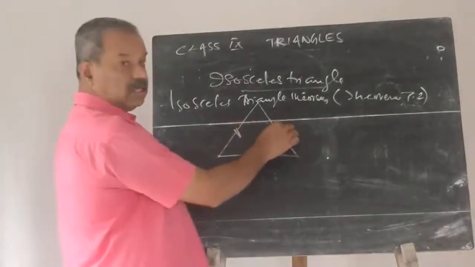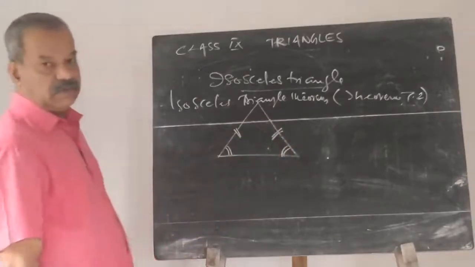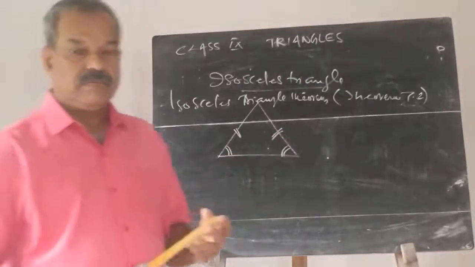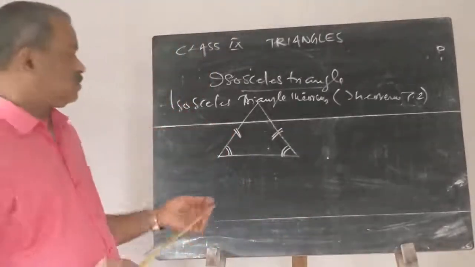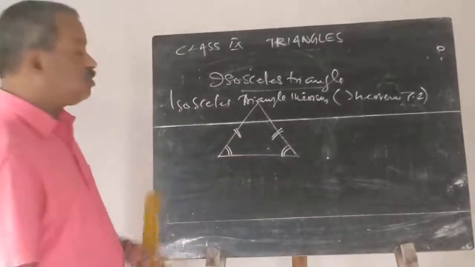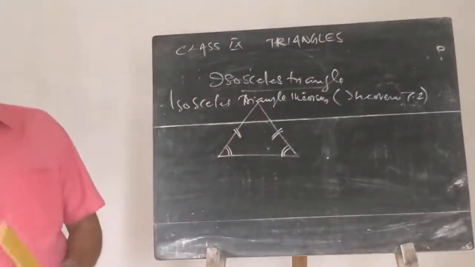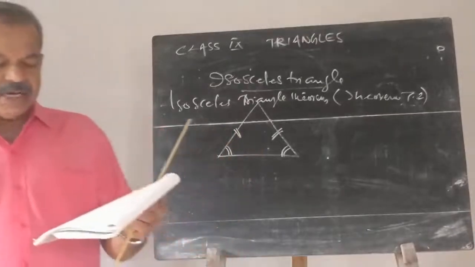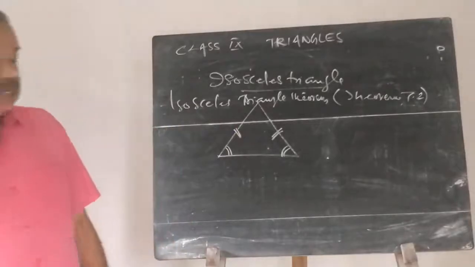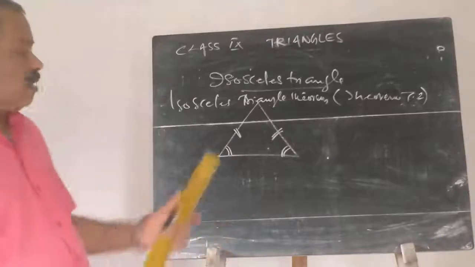If these two sides are equal, then the angles opposite to these two sides are equal. That is, if two sides of a triangle are equal, then the angles opposite to them are also equal. This is theorem 7.2. That is, angles opposite to equal sides of an isosceles triangle are equal. How can we prove this?